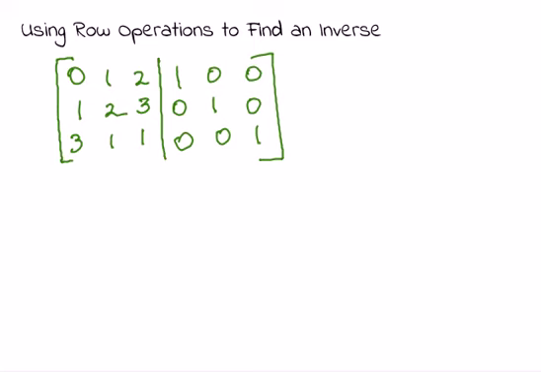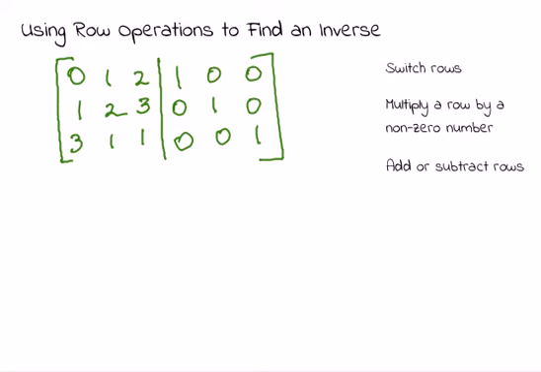And remember, we have 3 types of row operations that we can use. We can switch rows. We can multiply a row by a non-zero number. And we can add or subtract rows. So these are our legal row operations.